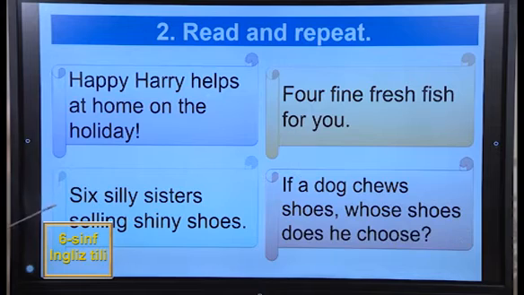Next, if a dog chooses shoes, whose shoes does he choose? I think it is very interesting for you. Try to learn them by heart and try to say them as much as possible.